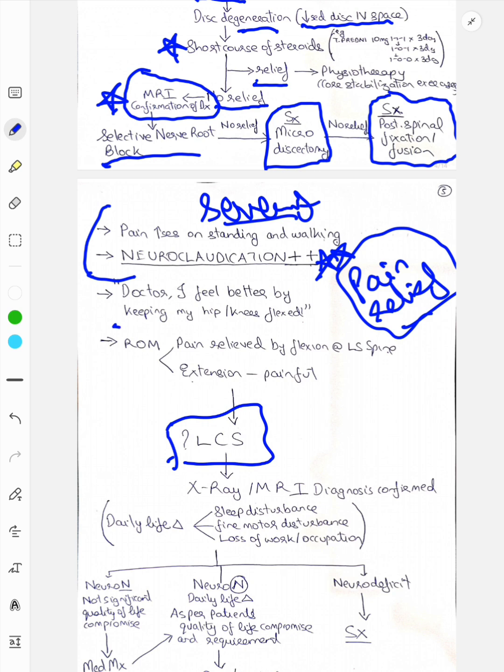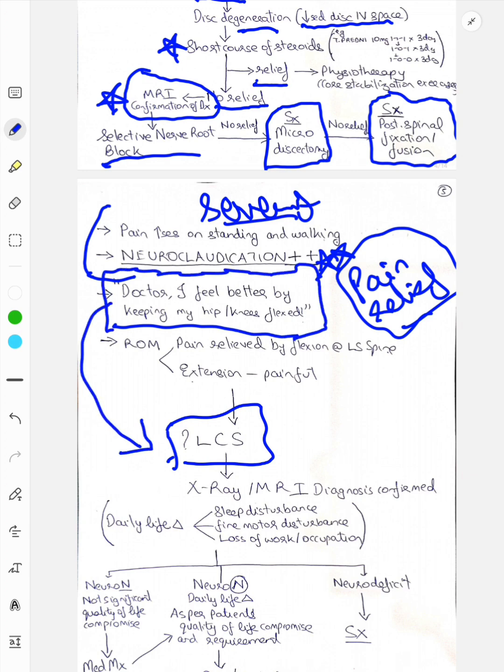And one of the very significant histories the patient gives, which might help lead you to the diagnosis of LCS, is that the patient says I feel better by keeping my hip and knees flexed. Sometimes the patient also might show you, saying that if I keep my legs flexed like this, my hips flexed like this, I feel better. I always sit like this. That is a significant history of LCS. Because why?